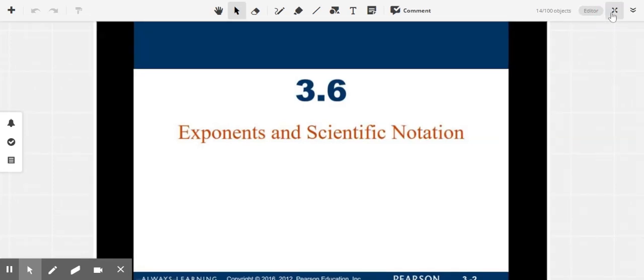All right, folks, we are going to be looking at 3.6, which is the last section. So after fall break, we will be working on a quiz, a test review, and a test. So you'll get a lot of points to start the second quarter.